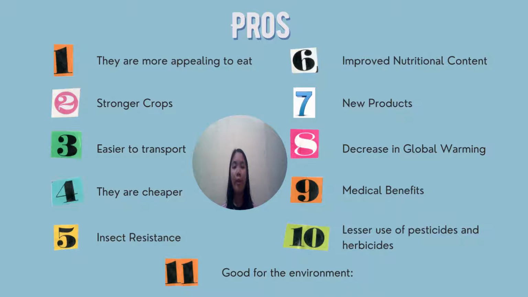Number 9. Medical benefits. Through a process called farming, it is possible to produce certain proteins and vaccines along with other pharmaceutical goods, thanks to the use of genetic modifications. Number 10. Lesser use of pesticides and herbicides. And 11. Good for the environment.